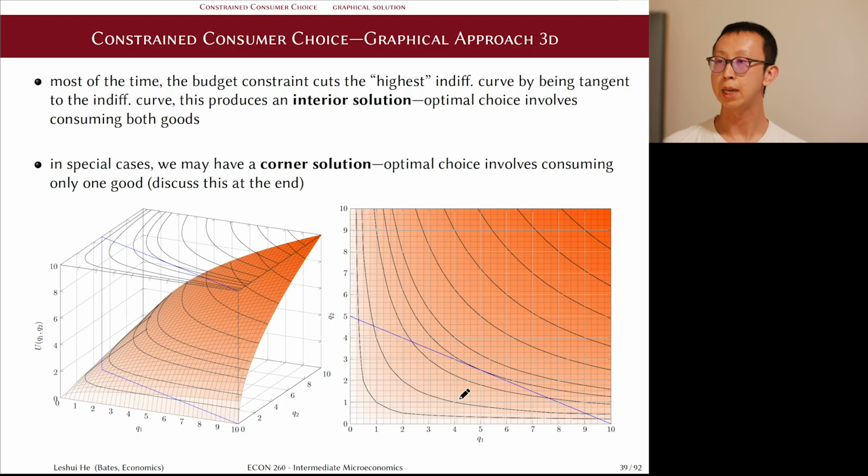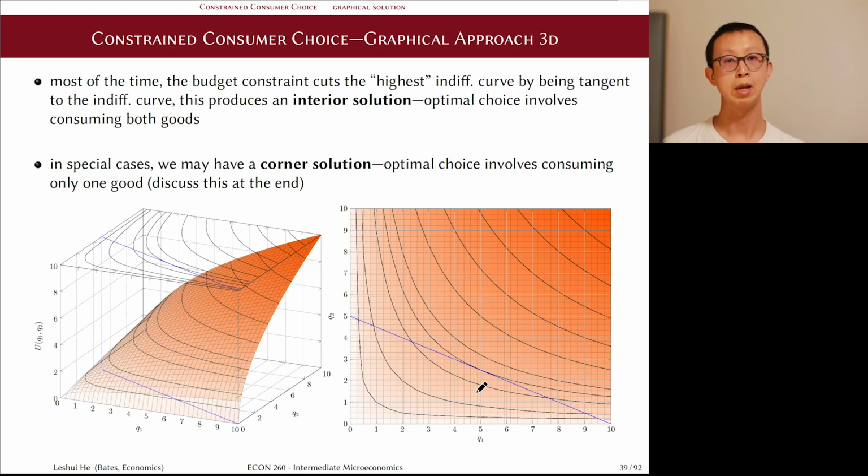But in some special cases, we may have what we call a corner solution. This is when the optimal choice is at the Q1 or Q2 intercept. In other words, the optimal choice involves the consumer consuming a positive amount of one good but 0 amount of the other good.